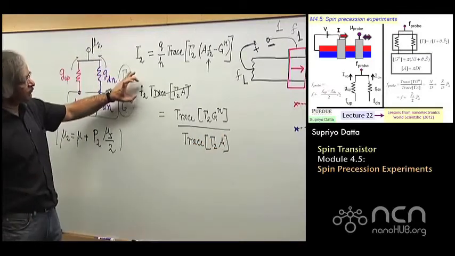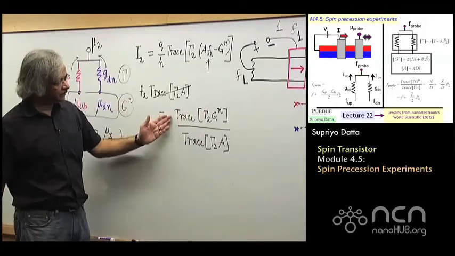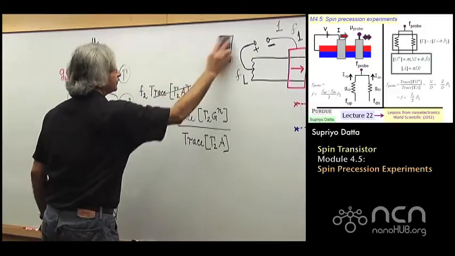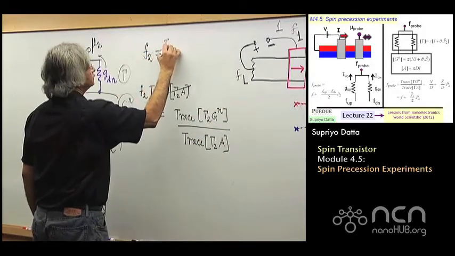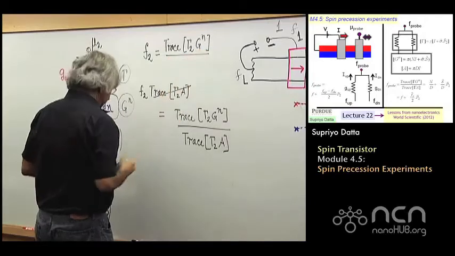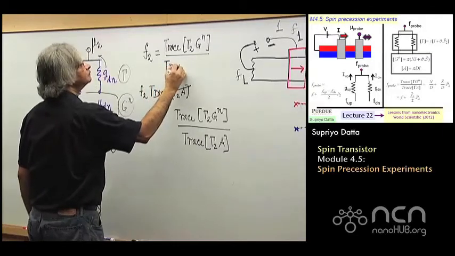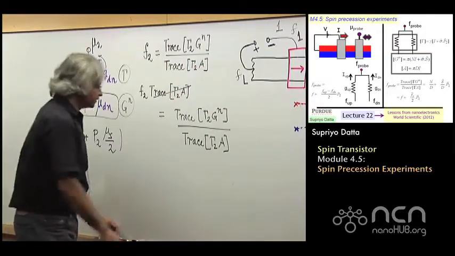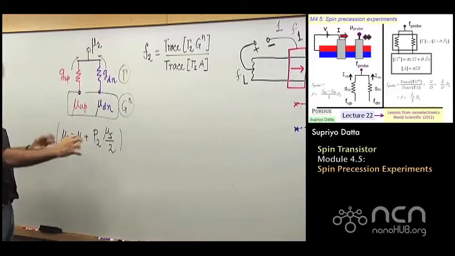So this is the basic result, that if you have a probe connected locally at a point through a gamma that describes this connection of the probe, then the F that you would measure would be trace of gamma 2 Gn divided by trace of gamma 2A. So let me write this up here. So that's the basic result. Now we'll do a little bit of algebra to try to get an answer that looks like this.